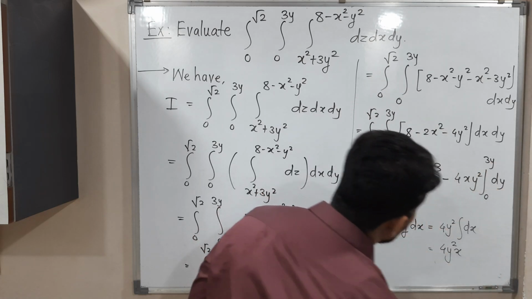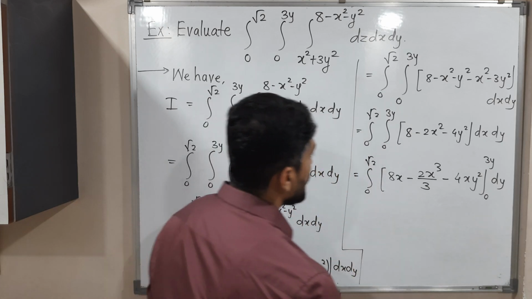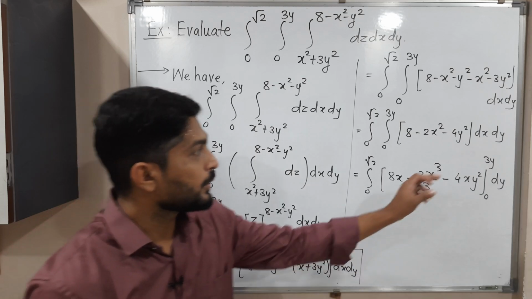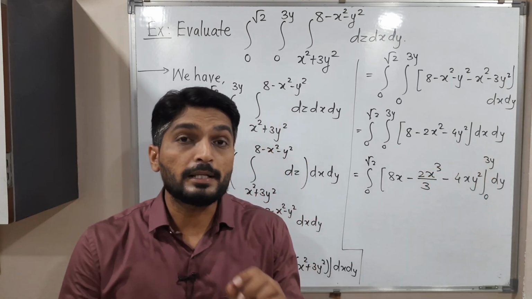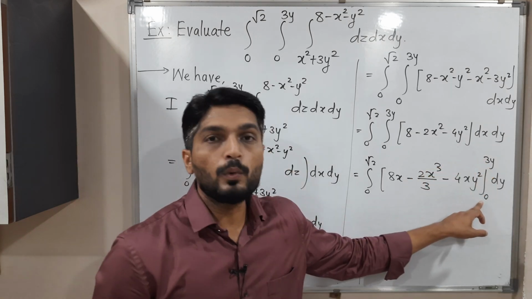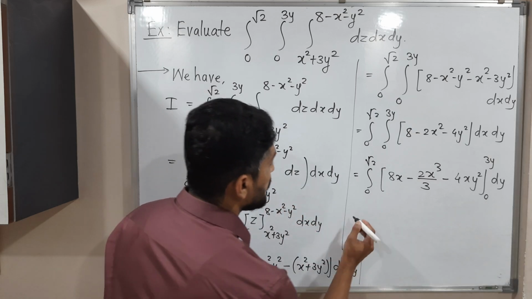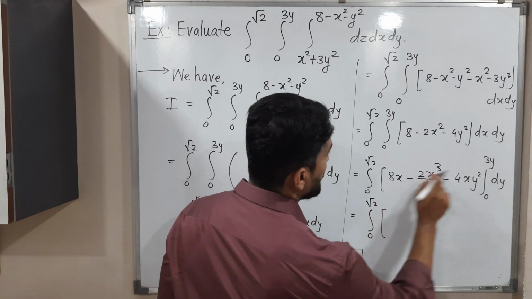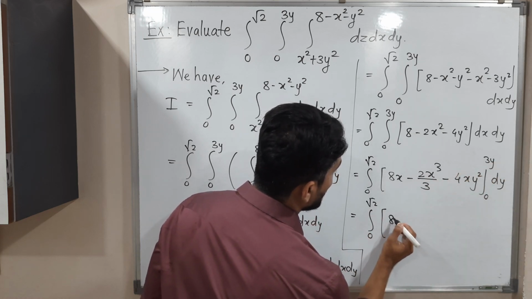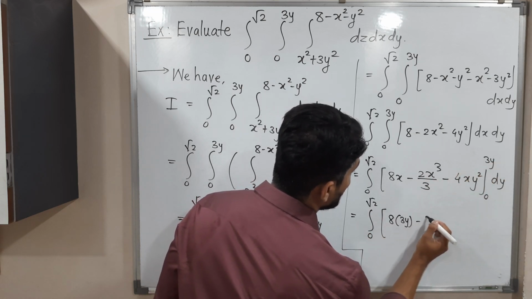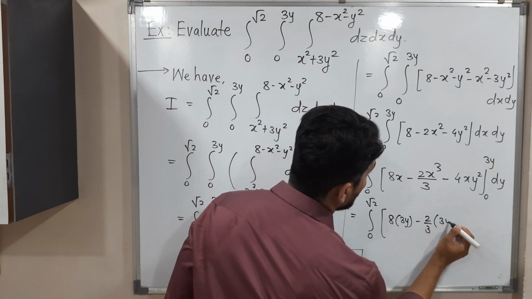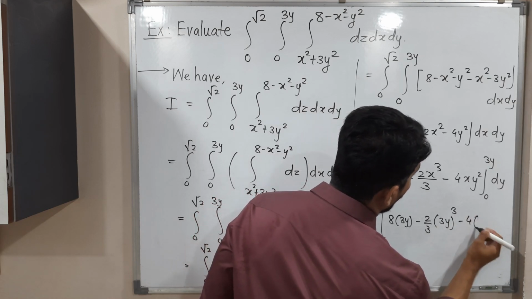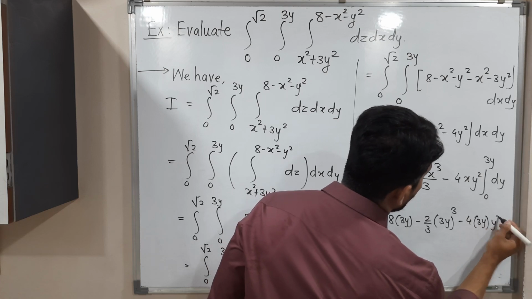Okay, so now it's time to put the limit. So here we solved the integration of x. That means at a place of x, I will put the upper limit, minus at a place of x, I will put the lower limit, which is 0 here. So x I am replacing by this 3y. So 8 (3y) minus 2 by 3 (3y) cube minus 4 (3y) y square.